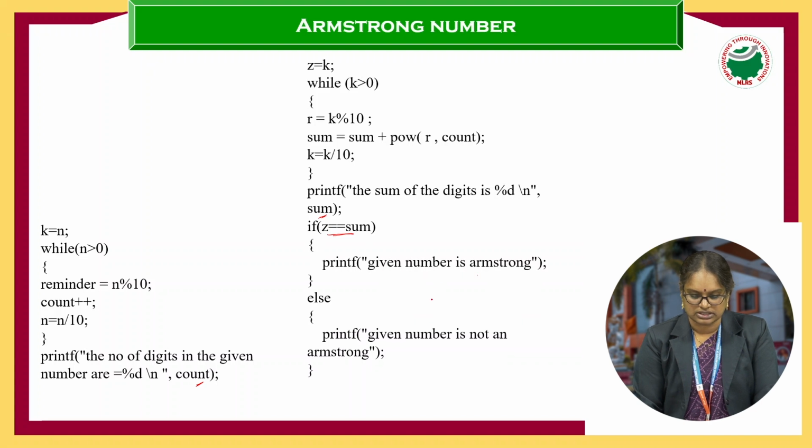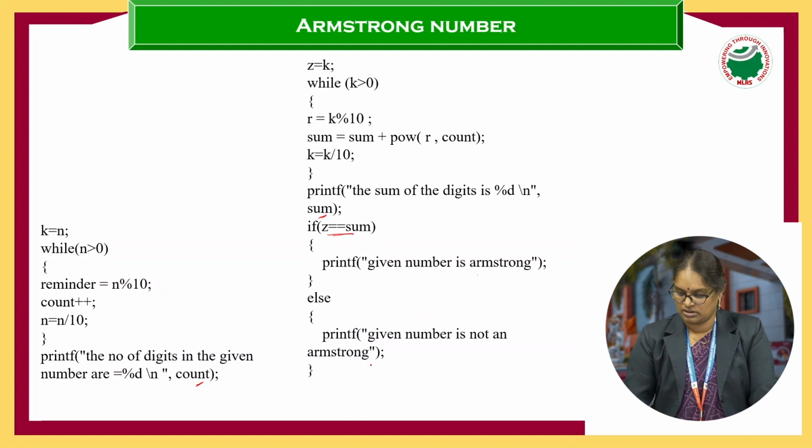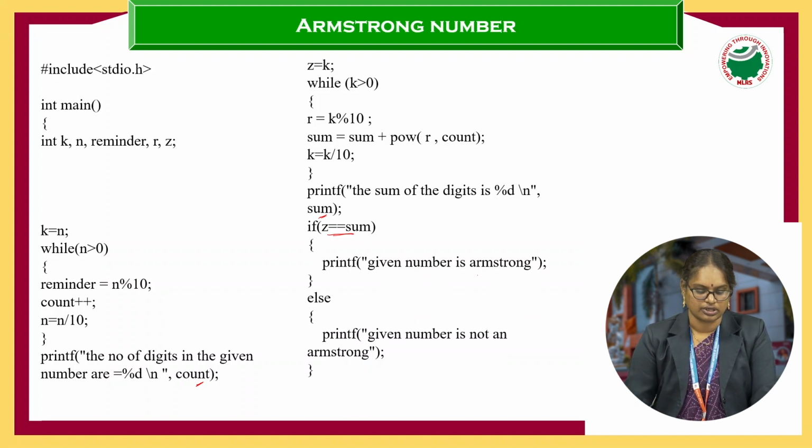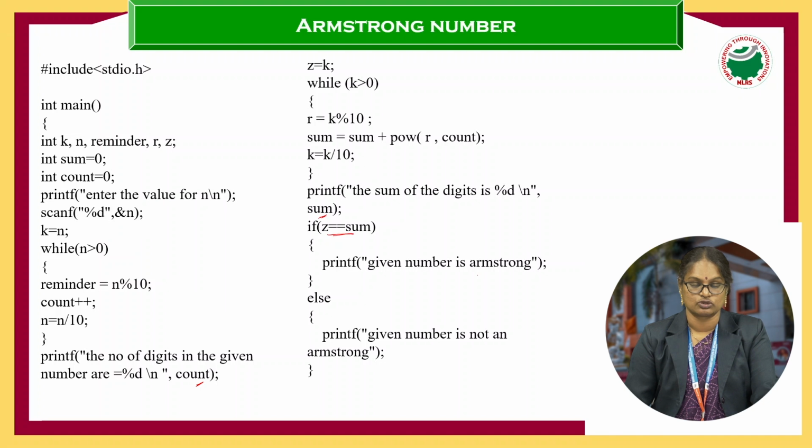If it is the same, then it is an Armstrong number, else it is not an Armstrong. For this, my starting point would be your initializations, your main function, count and sum set to zero, and you will be giving your input value n.